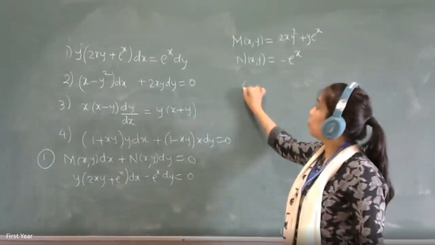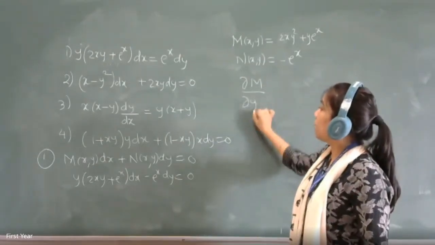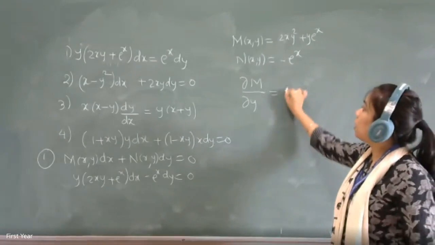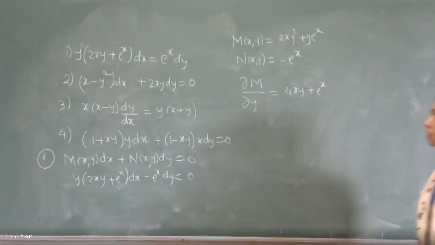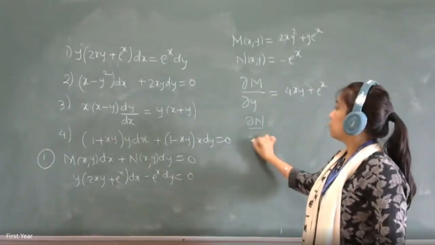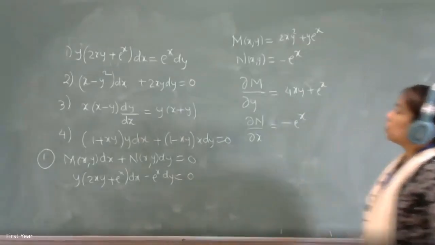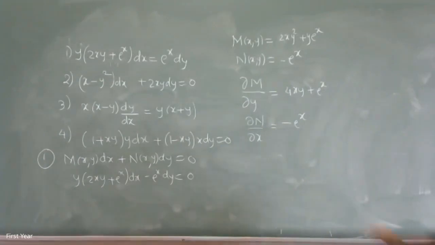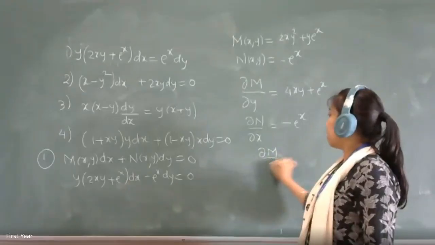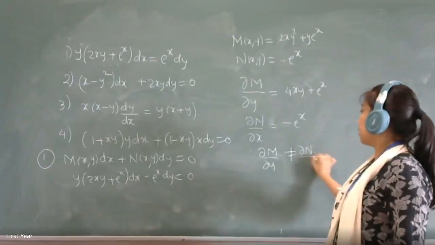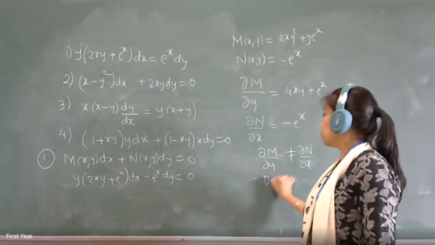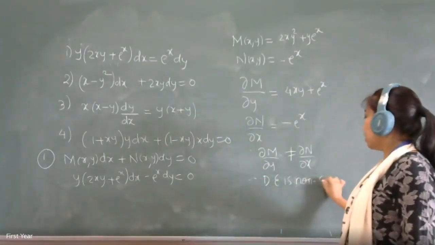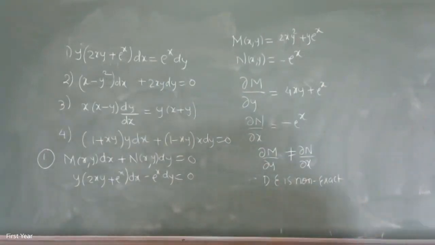Now, after this, obviously you have to find whether it is exact or not. So delta M by delta y: what is its value? 4xy plus e raised to x. And what is delta N by delta x? Minus e raised to x. So they are different, not the same. Therefore, delta M by delta y is not equal to delta N by delta x. Therefore, the differential equation is not exact. It is non-exact. Hence, we have to find the integrating factor.